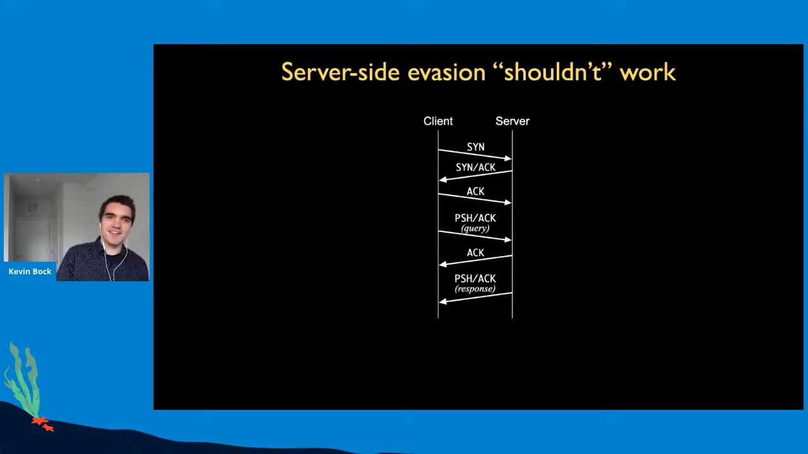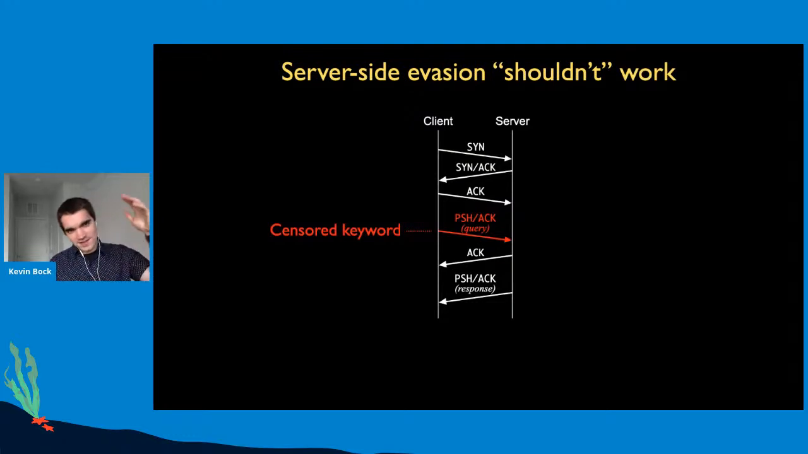forbidden content. So here's an example of a waterfall diagram of a 3-way handshake between a client and a server. The client's going to send a SYN, the server responds with a SYN-ACK, and the client sends an ACK. This is the famed TCP 3-way handshake. Then immediately thereafter, the client sends its censored keyword. So from the client's perspective, if it's going to manipulate the packet stream in such a way to defeat the censor, it has a whole lot of time to do so.